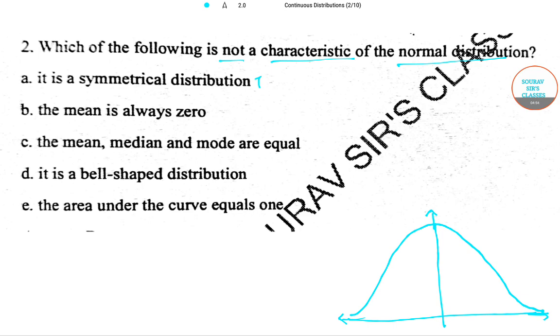Now let me define this graph in much detail, like we had done in the previous question. The x-axis represents the range of the variable, whereas the y-axis represents the probability. Option B, the mean is always 0. This is false. The mean can be anything from minus infinity to plus infinity for a normal variable. Option C, the mean, median and mode are equal. Well, for a normal distribution, as it is symmetric, skewness is 0.